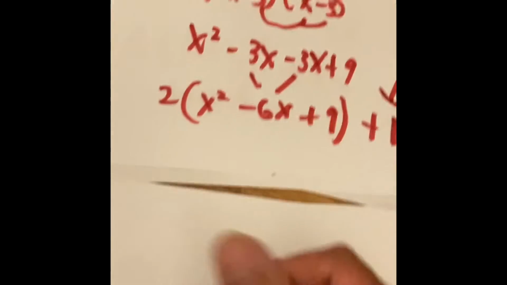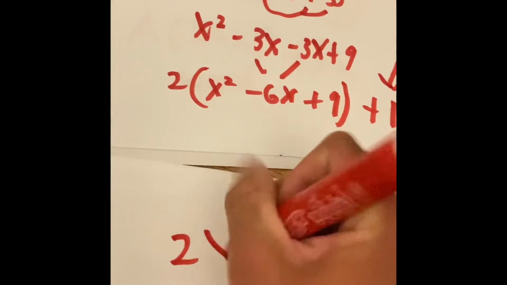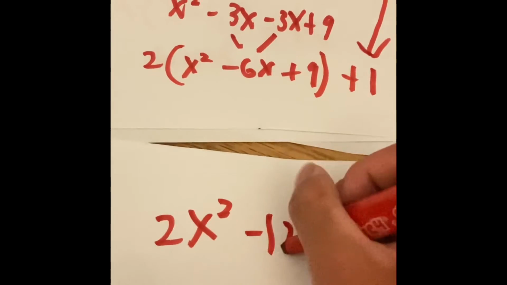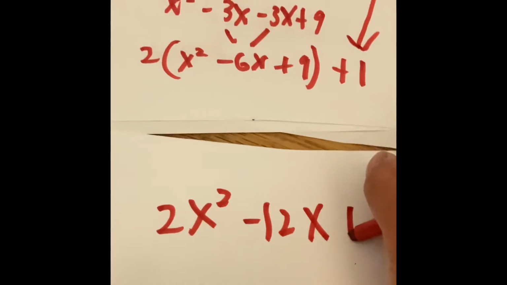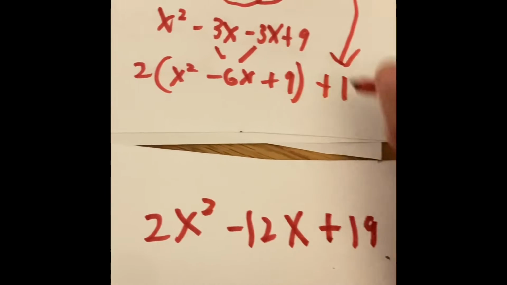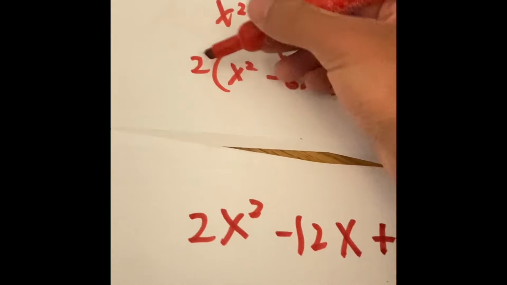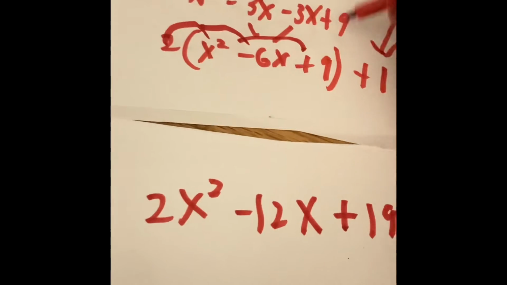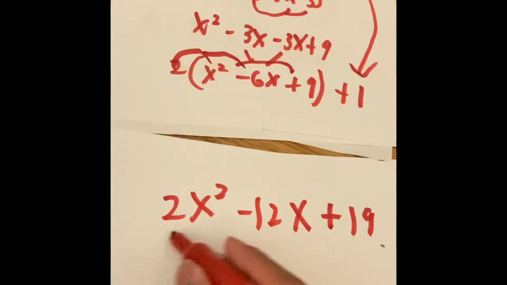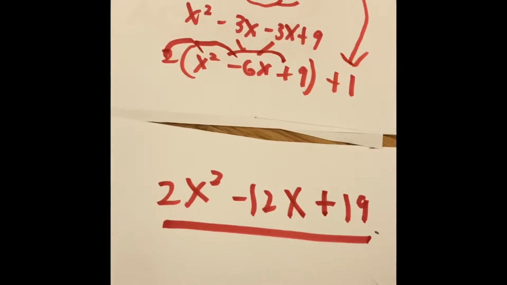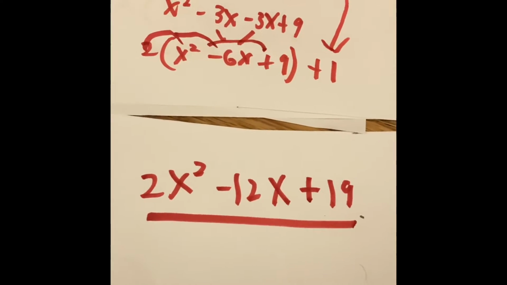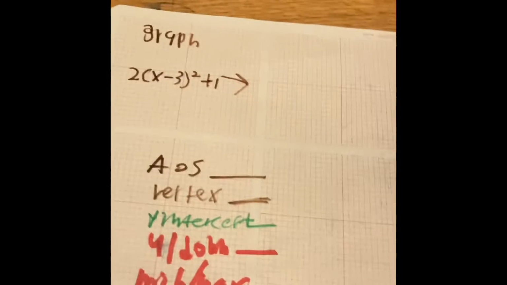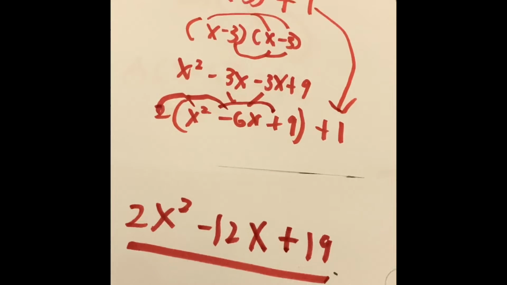After we do that, we get 2x^2 - 12x + 19, because you multiply 2 times x^2, 2 times -6x, and 2 times 9. But then you have to add 1. So here is a quadratic trinomial. When we learn how to graph the quadratic standard form, we can easily graph that. But this took about 2 minutes of the entire video.